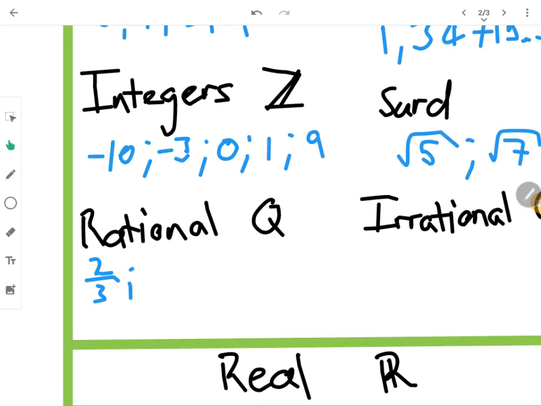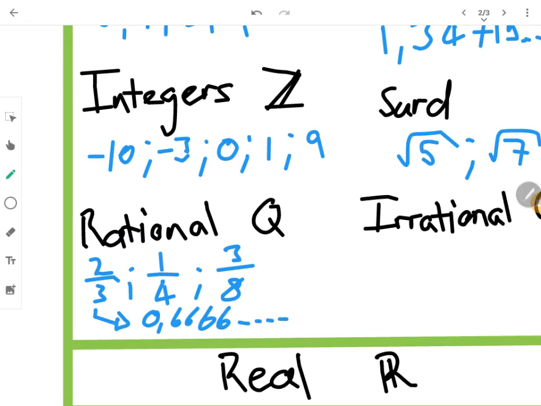Any other fraction, 1 over 4, 3 over 8. Any normal fraction like this, if you take 2 over 3 and turn it into a decimal number, what would it be? We get 0.6 repetitive. The 6 is just going to continue until infinity.